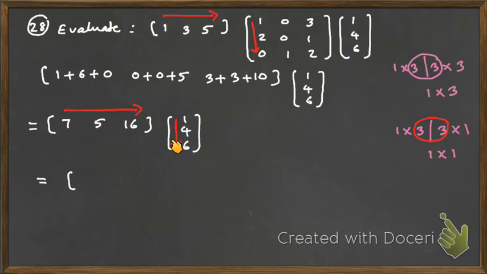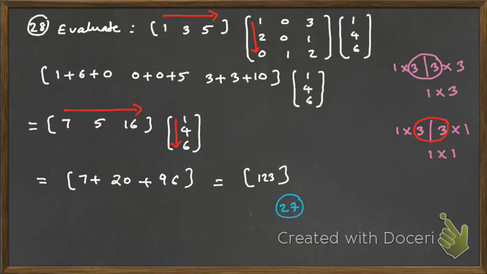And I put the arrow marks like that. So the first row goes with the first column, and that's it, one single element. So multiply 7 into 1 is 7, plus 5 into 4 is 20, plus 16 into 6 is 96, and add it up. That's your answer.